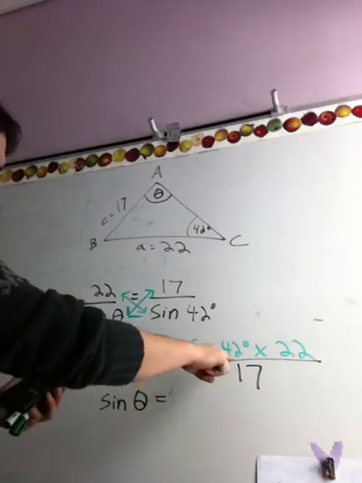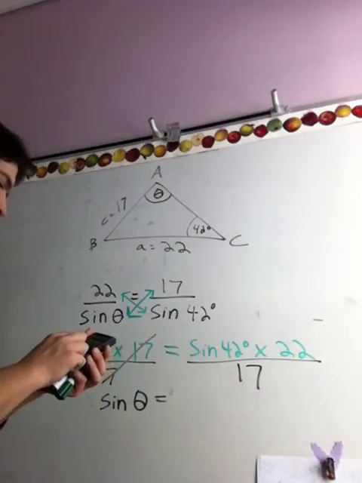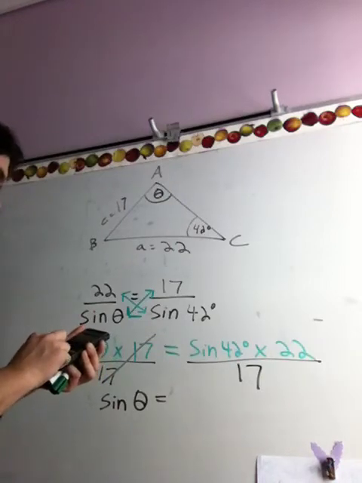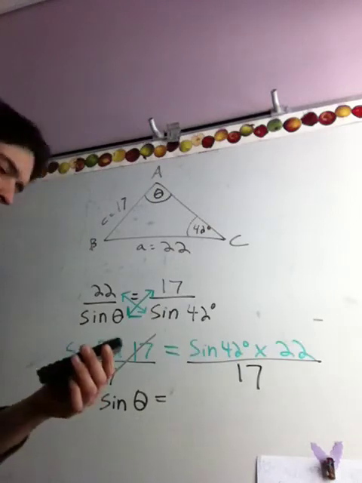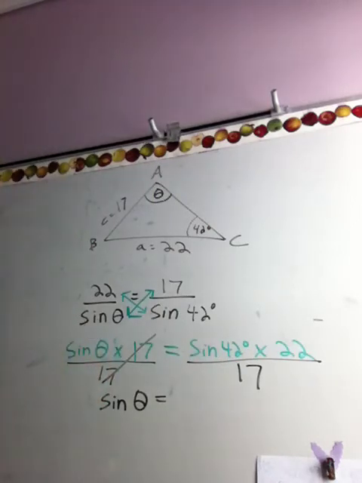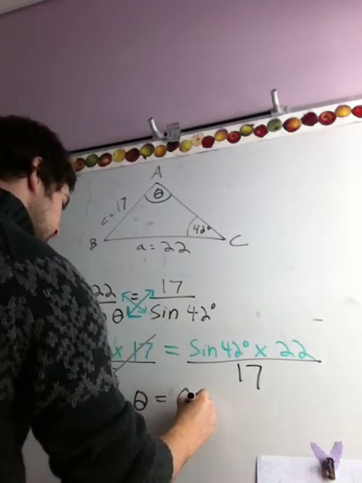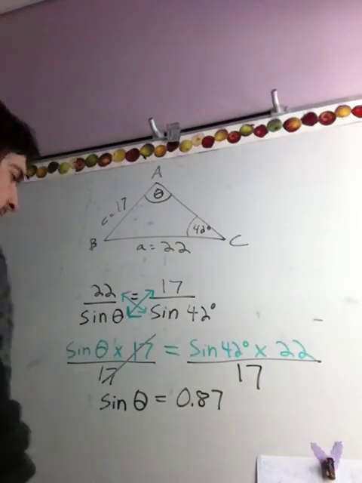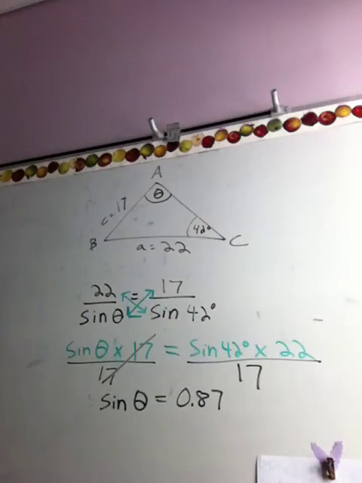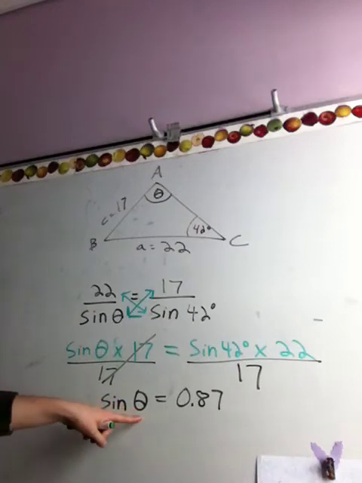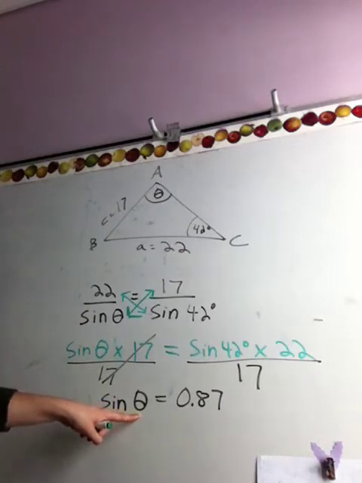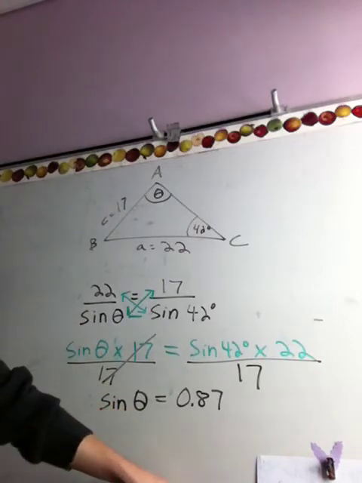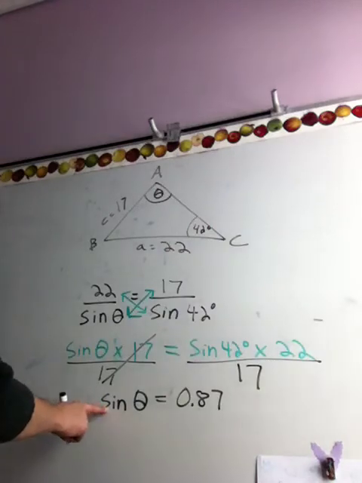So, remember, angle measurement first. 42 sine times 22 divided by 17 equals 0.87. So, just about there. The last thing you got to do, we're trying to find the value of theta, not sine theta. The only thing we want left over on the left side of the equal sign is theta, so that when we get to the end it says theta equals this value. So we're going to get rid of sine.